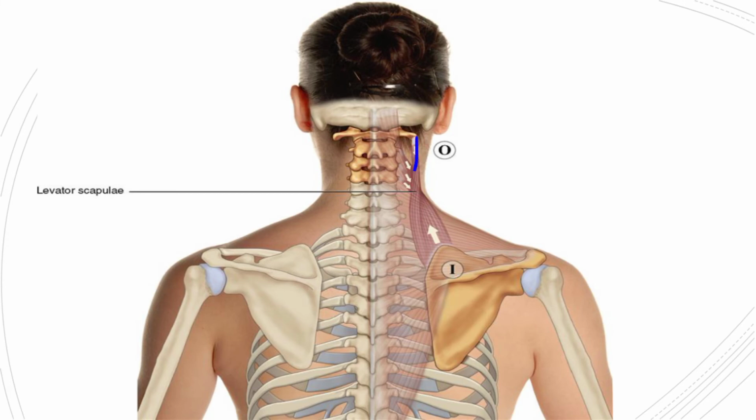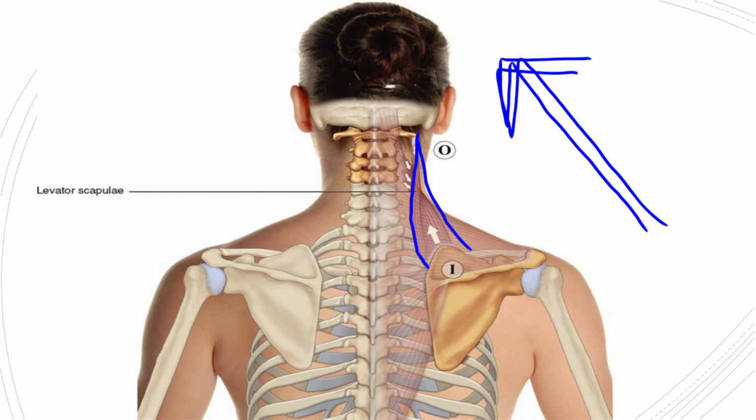This is it. It is connected to the superior border of the scapula. Now, it does some form of upward movement. You take the scapula up. That's what this arrow signifies. So note that.